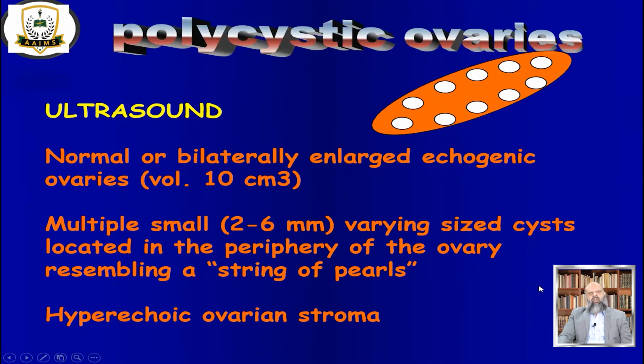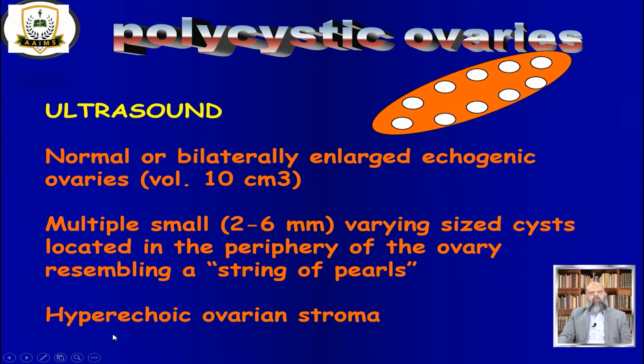Polycystic ovaries on ultrasound will appear like this, having multiple cysts, normal or bilaterally enlarged echogenic ovaries. Volume will be about 10 or more cubic centimeters. Multiple small 2 to 6 mm cysts of varying size are located in the periphery of the ovary, resembling a string of pearls.